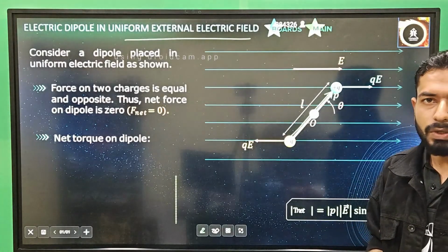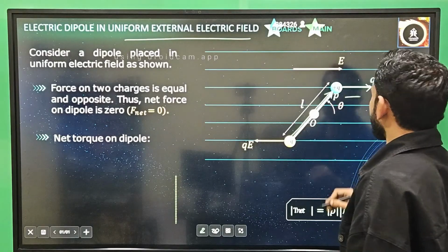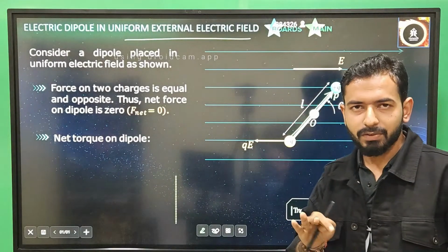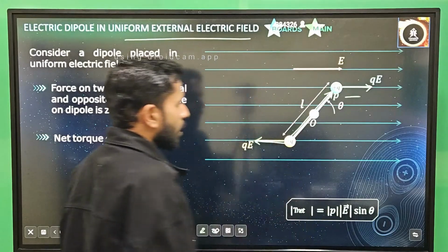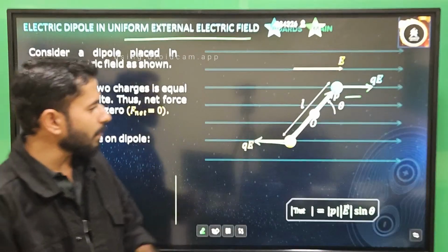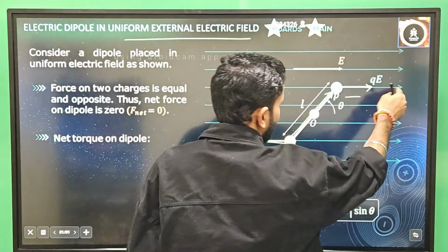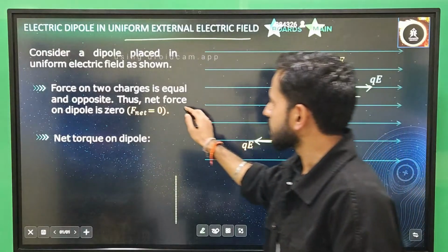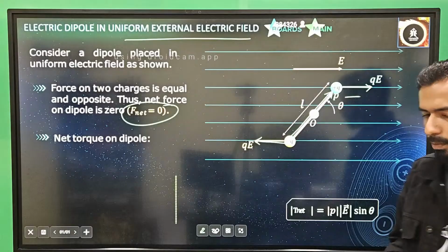Force is equal to qE, correct? If this is a positive charge, it will be in the same direction, qE. If it is a negative charge, because of the negative charge the direction will be reversed, so this will be qE. Now two force vectors are there on the dipole. One force vector is in the positive x direction, the second is in the negative direction. That means net force is equal to 0. Correct.